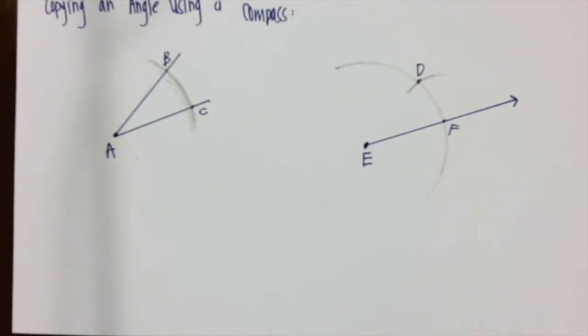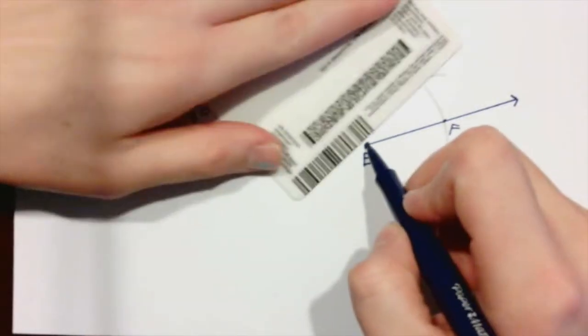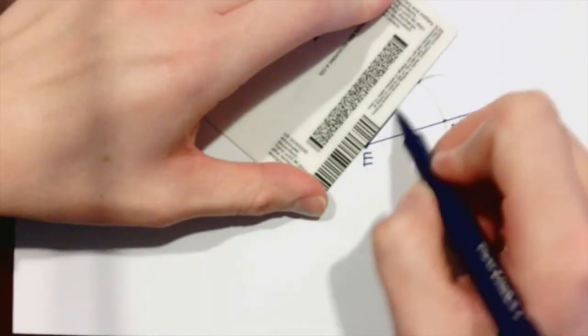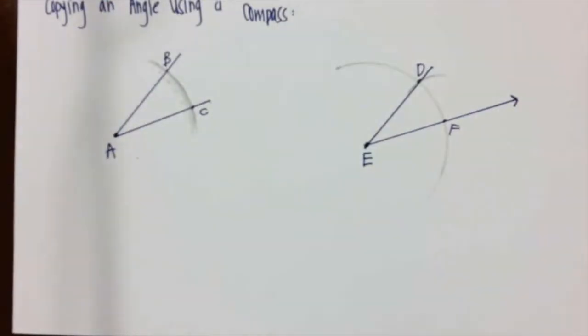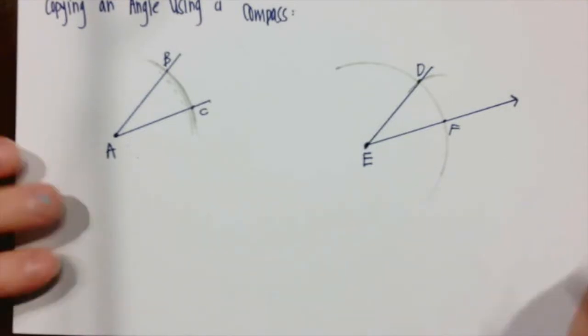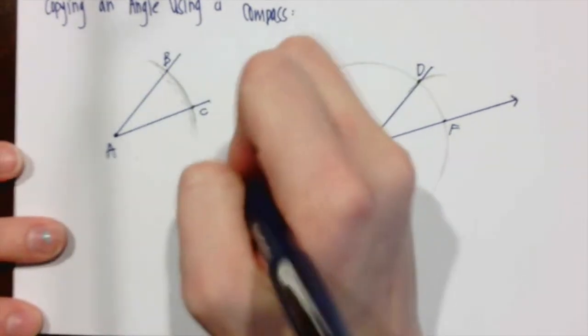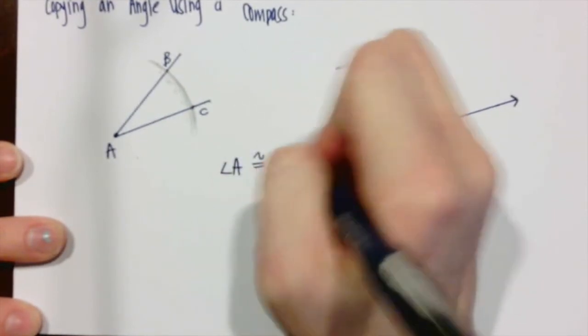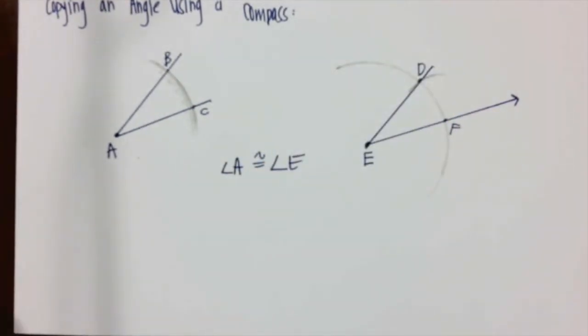Now step 8 on your list of steps says draw a ray from point E to point D. So I'm going to do from E to D. You can use your ruler. I'm using my driver's license, any straight edge. So now we have 2 angles. Angle A is congruent to angle E.